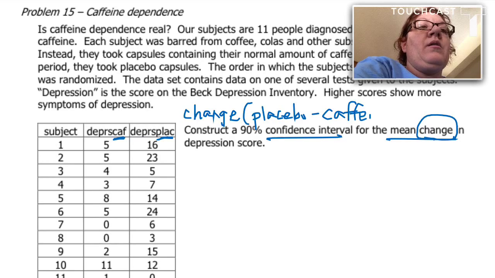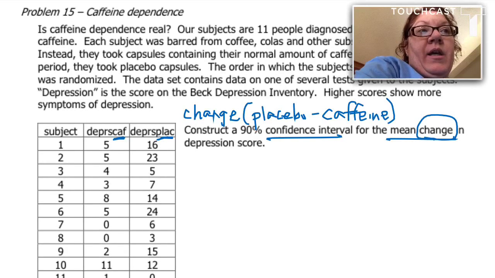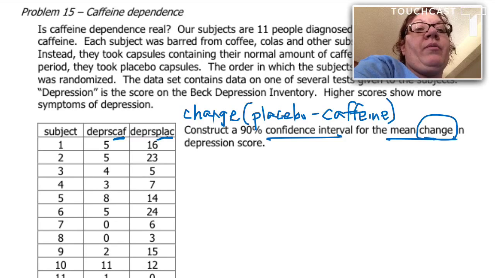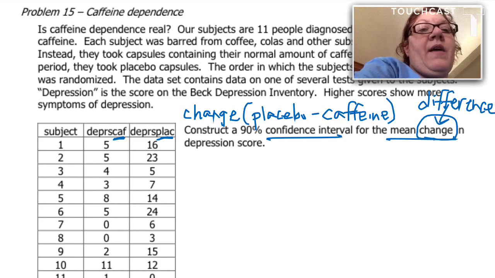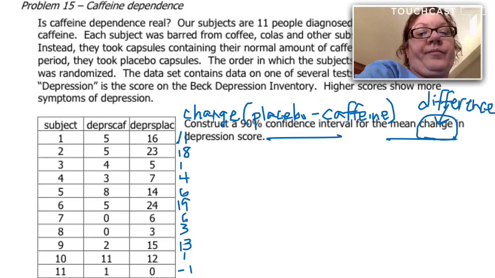So I'm going to do placebo minus caffeine. So now what's happened is that I tested each subject twice, but the order that they got either caffeine or placebo was randomized. So some of them got caffeine first and then some got placebo first. So now I'm going to make a column where I'm doing placebo minus caffeine because I want to look at the change, meaning difference. So I'm going to subtract them in this order. I could just as easily have done it in the other order. It makes no difference, but I must tell the reader which one I'm doing. So if I do placebo minus caffeine, these are going to be my numbers.